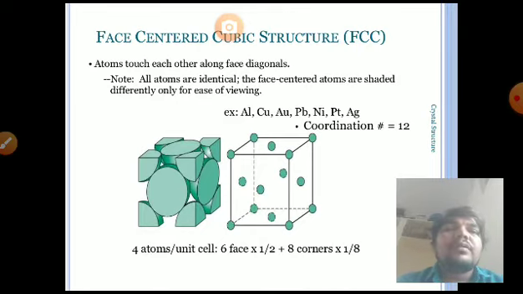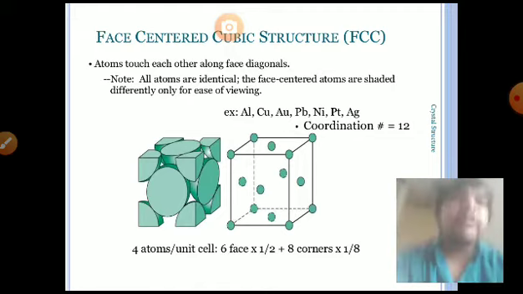Next one is face centered cubic structure. Face centered cubic structure: atoms touch each other along the face diagonal. All atoms are in identical environment. Atoms are shared differently, only one face. Examples: aluminum, copper, nickel, platinum, etc.